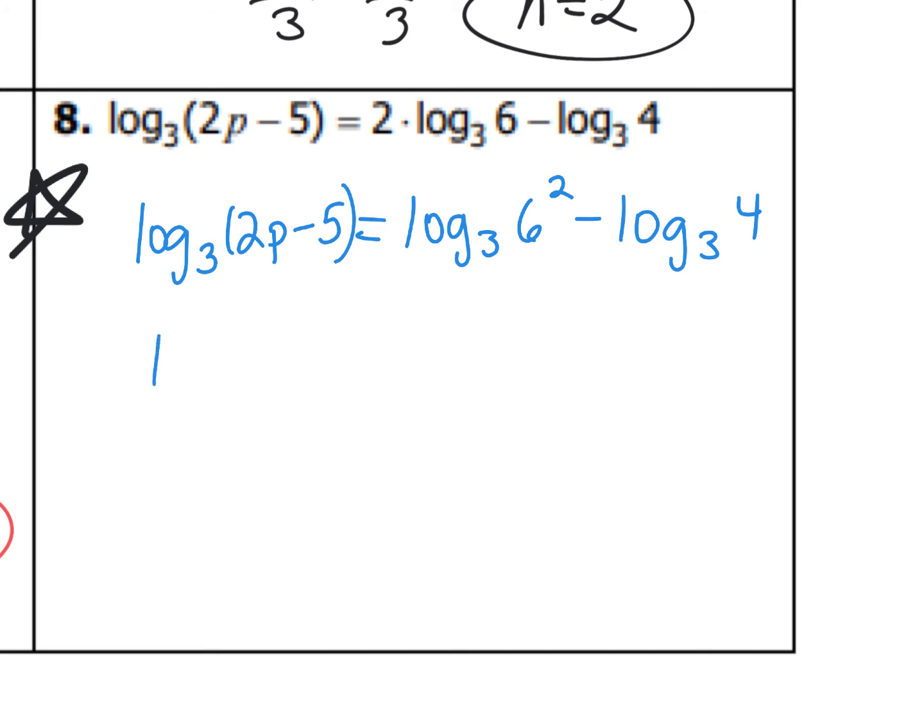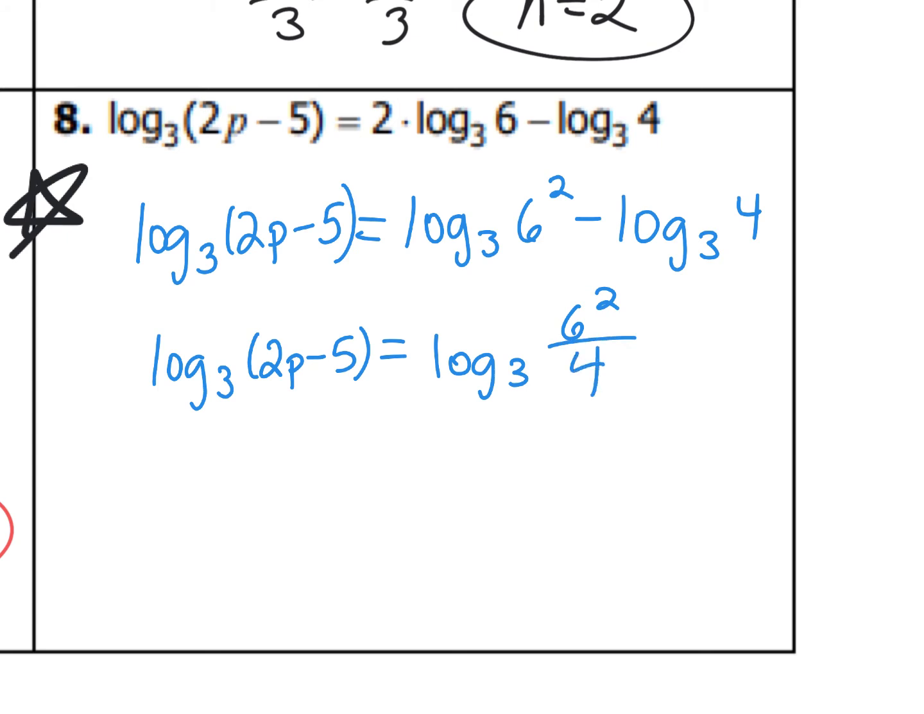Division. So this is going to be log base 3 of 2p minus 5 equals log base 3 of 6 squared divided by 4. Good. Get rid of subtraction with division. Now are we able to set up an equation? Yes. So the left side's just going to be, and the right side? 9. So 6 squared is 36. Divide that by 4, you get 9.